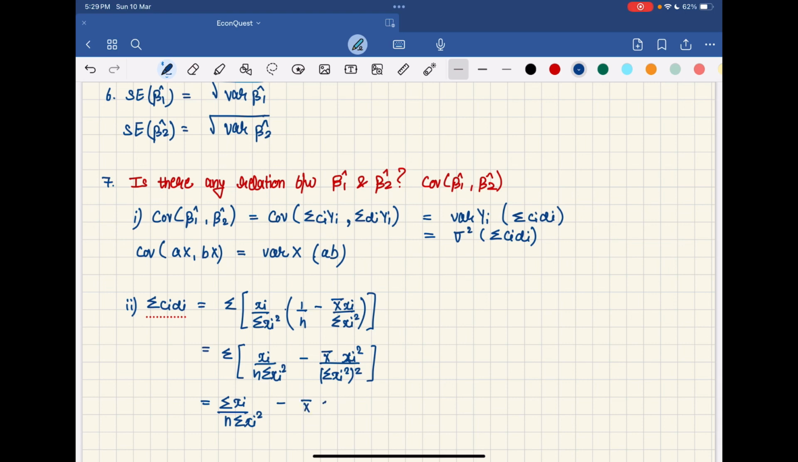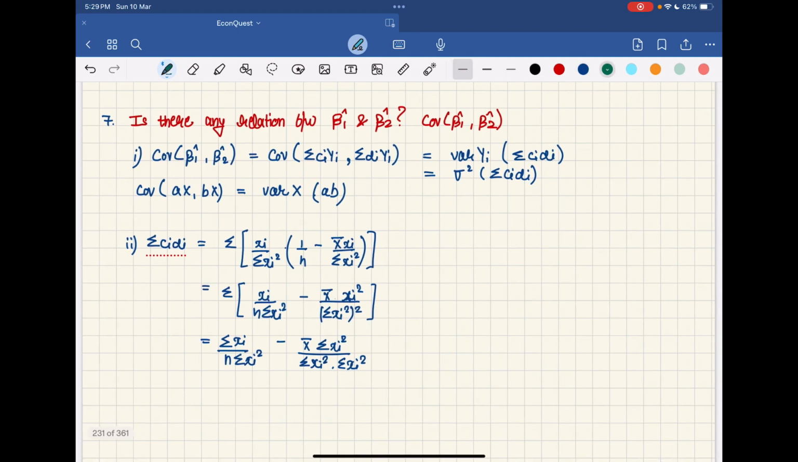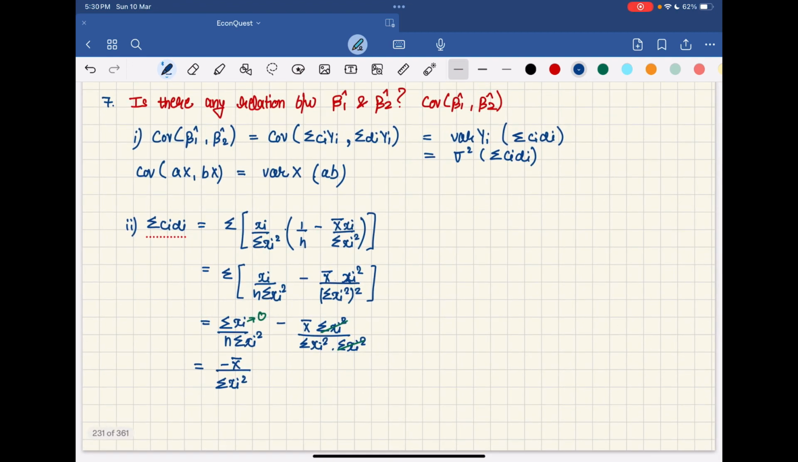This is equals to x bar summation of xi square upon summation of xi square times summation of xi square, right? This thing is 0, right? And we cancel out 1 from this, so it is equals to your x bar divided by summation of xi square. So the value becomes equals to sigma square times minus x bar divided by summation of xi square.